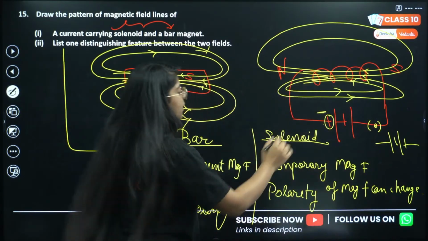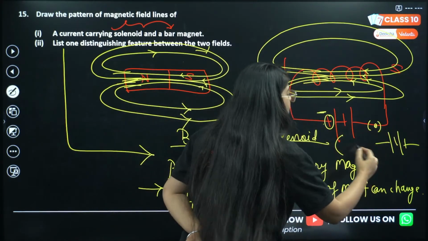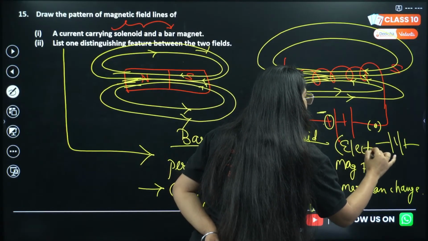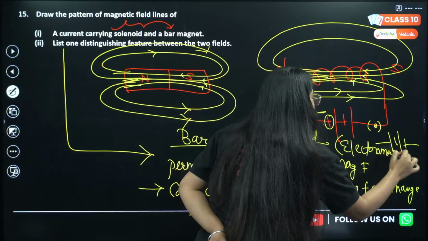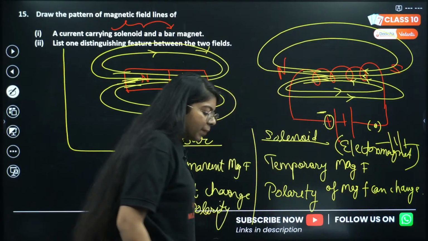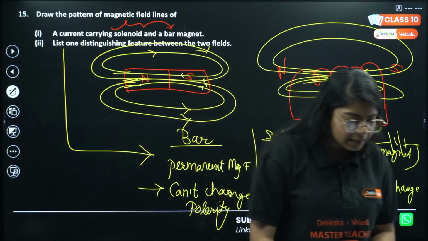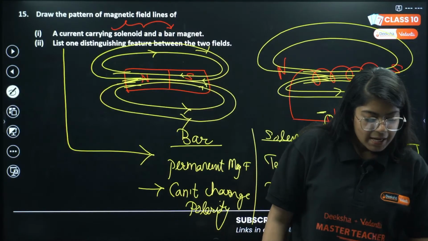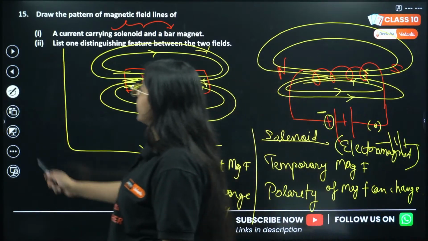Correct? And if you insert an iron core, this is also known as an electromagnet, which is a temporary magnet. Correct? Okay, that was it for today's class.